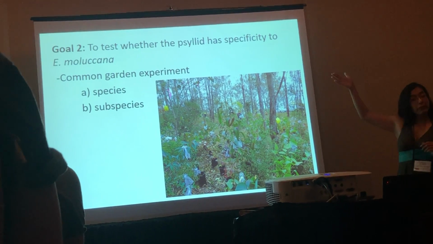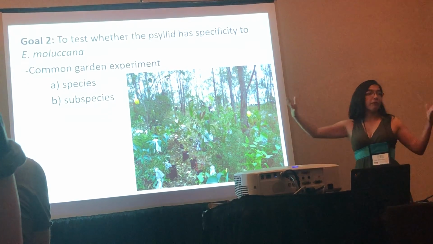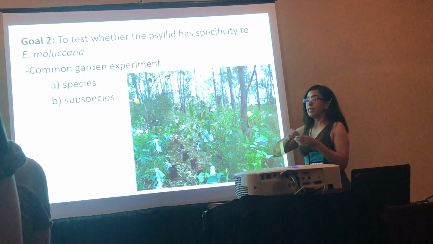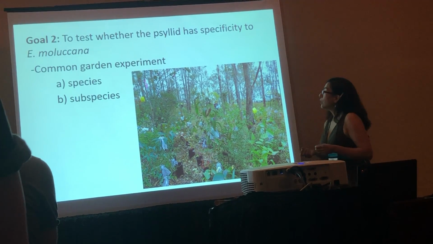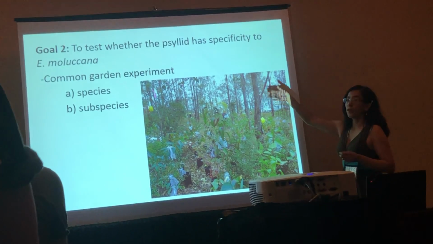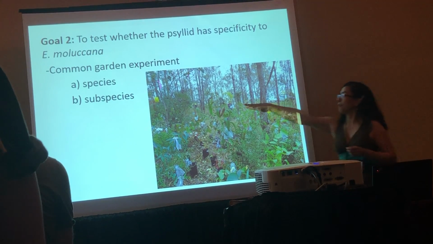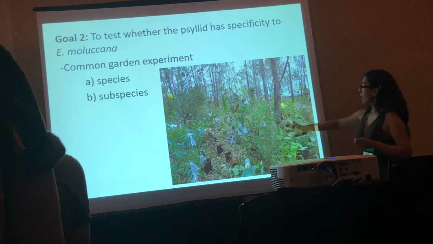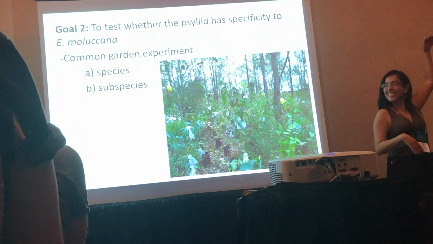So the second goal of this project was to test whether the psyllid has a specificity to moluccana only, or if it could also attack other species in this region. So for that, I did a common garden, and I grew individuals from populations from the different subspecies and species, and I grew them until they were like 1 meter, or 2 meters.